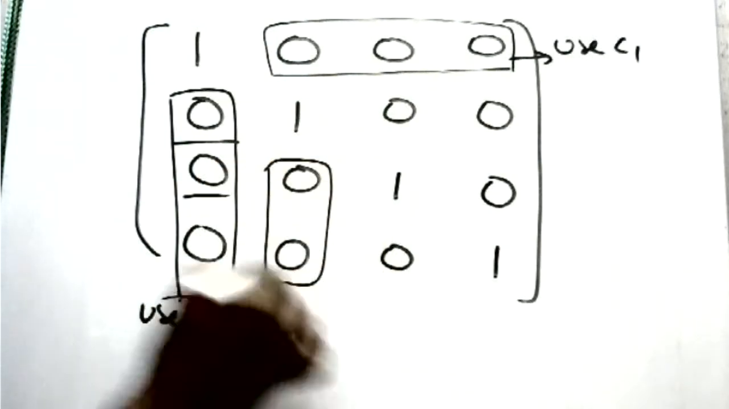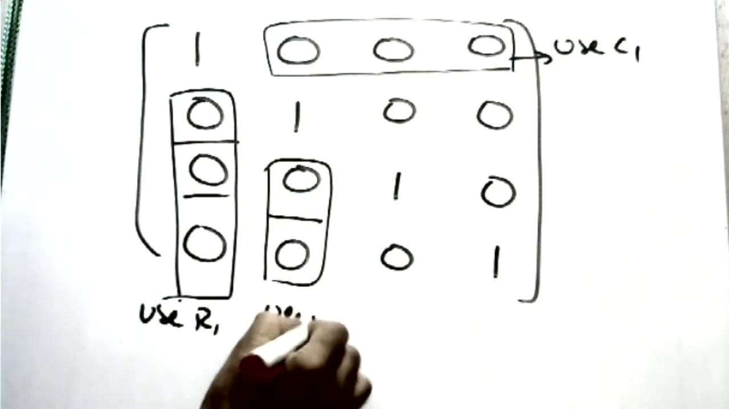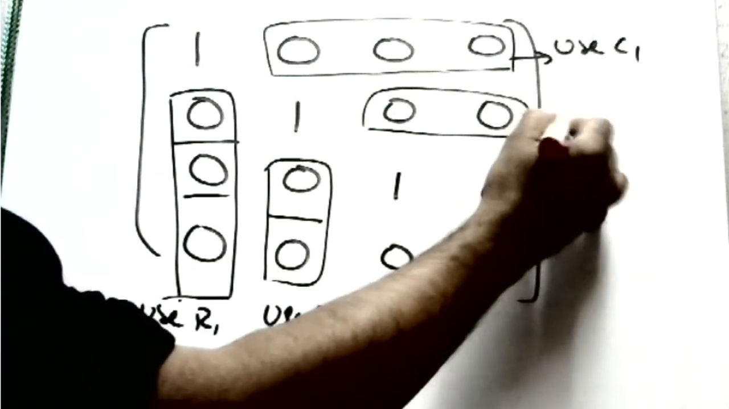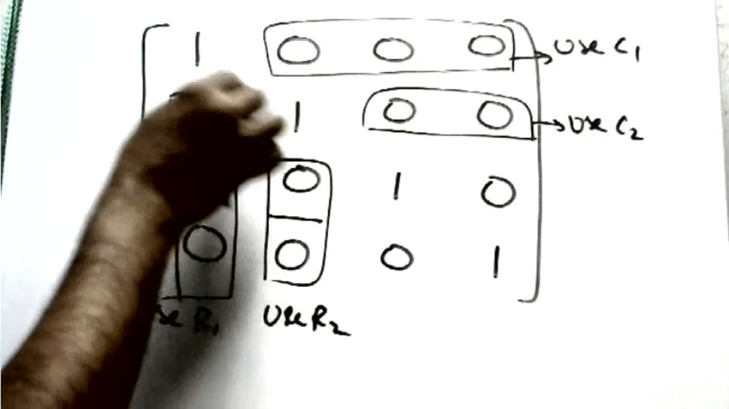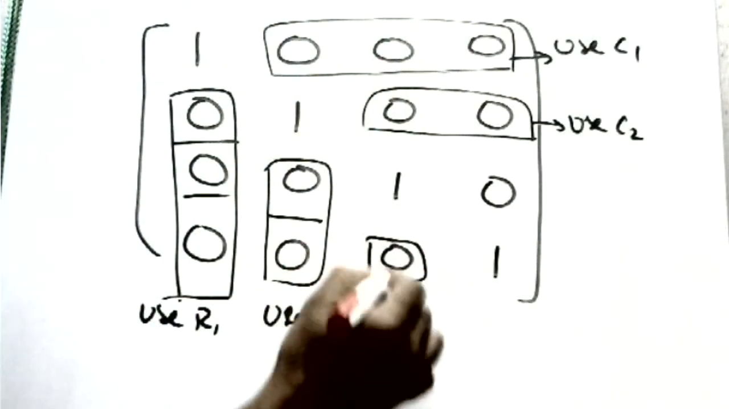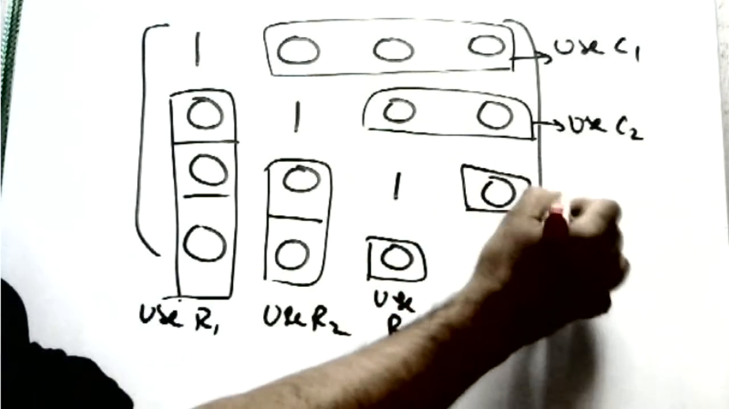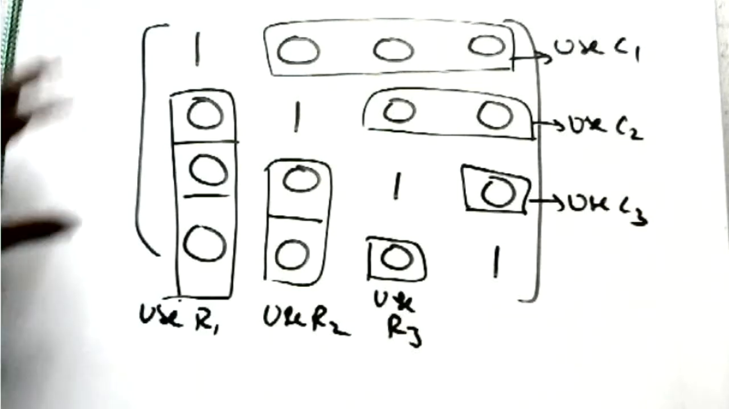Next step, we have to make this. Let me make these 2 zeros using R2. Then you make these 2 zeros using C2. C1, C2, C3, C4 like this. Then this 0, use R3. Then this 0, use C3. So this will be the procedure, an easy procedure.